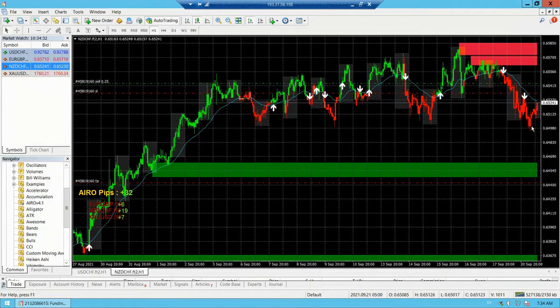All right, all trading is risky, and you should only ever trade with risk capital. However, Airo is the coloring book of Forex and makes trading as simple as possible.